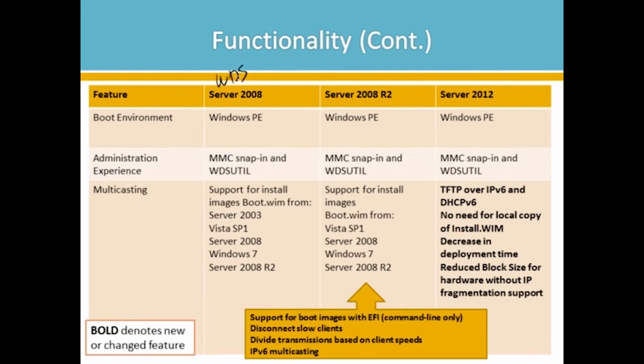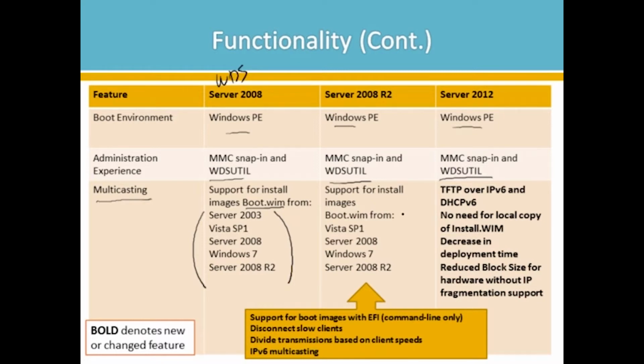WDS 2008, you boot to Windows PE, you'll see that's pretty consistent. In order to administrate it, you have an MMC, so again, that's pretty consistent. For the multicast, for sending those images out, we're going to support install images, and they're boot.wim. Boot.wim can come from any of these. Now, boot.wim is a file that you're going to find on the actual installation media in a sources subdirectory on any one of these servers. So if I go out and buy Server 2008 and I look on the install media, you'll see that folder called sources, and that's where we're going to dig these out from.